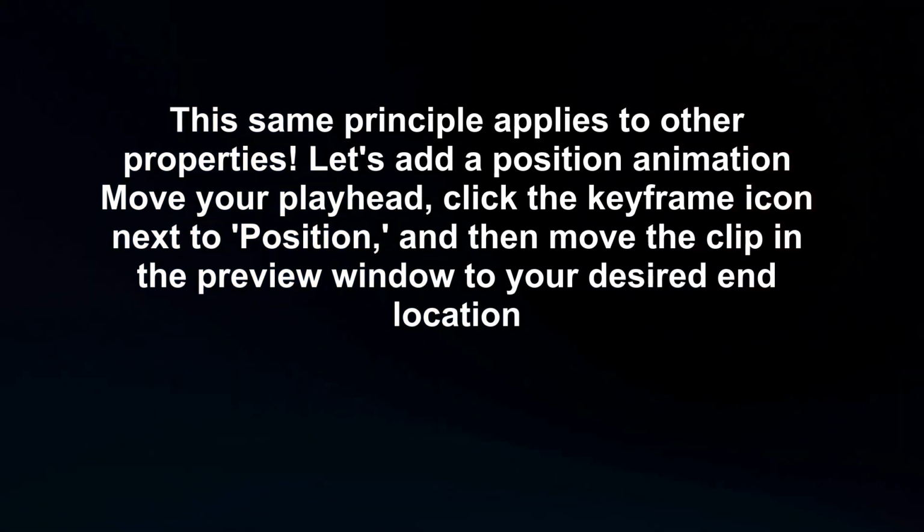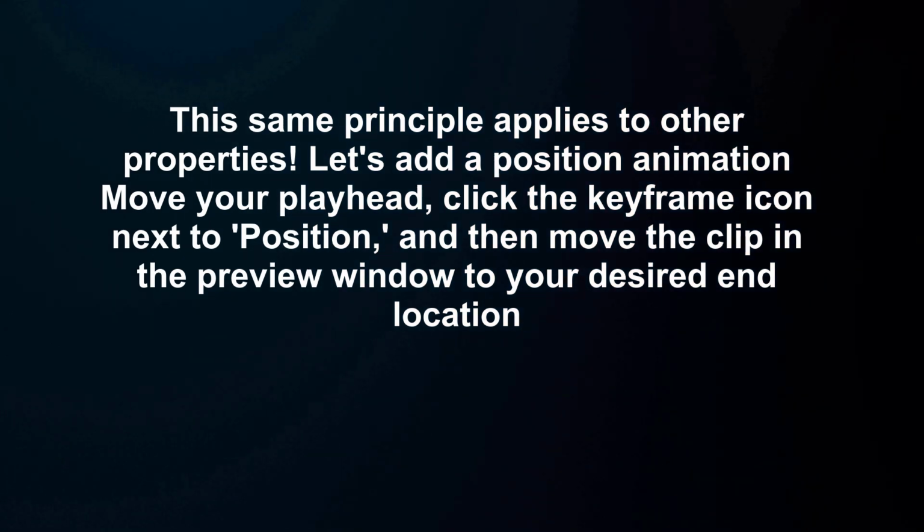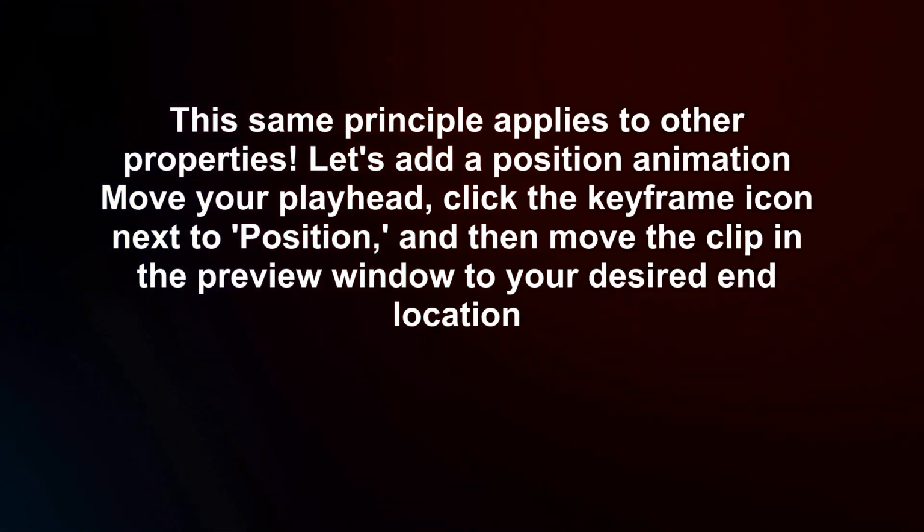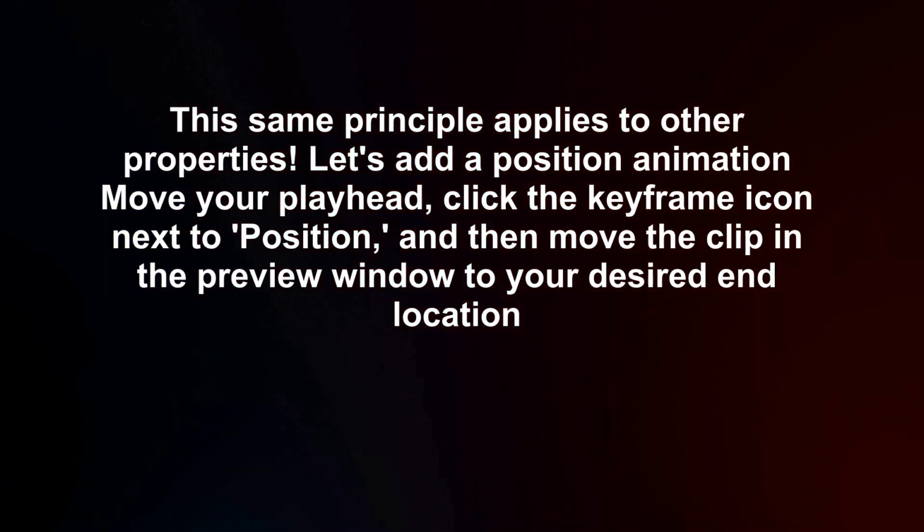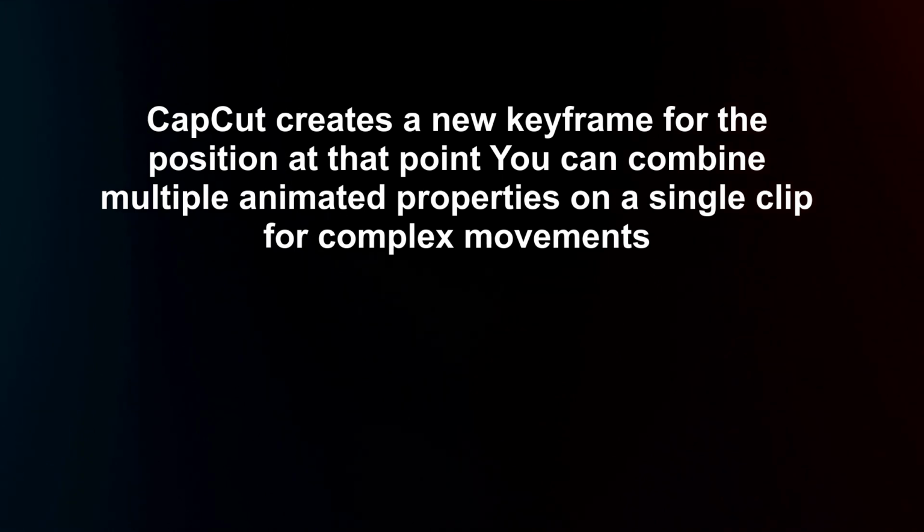Let's add a position animation. Move your playhead, click the keyframe icon next to position, and then move the clip in the preview window to your desired end location. CapCut creates a new keyframe for the position.